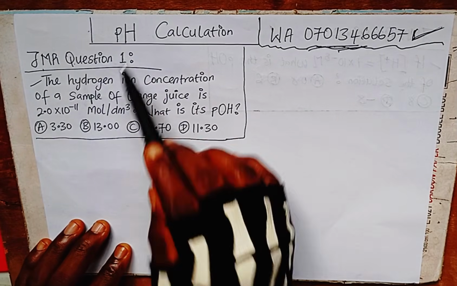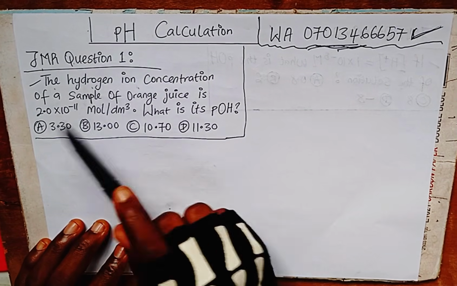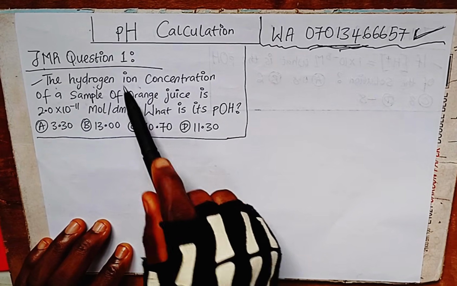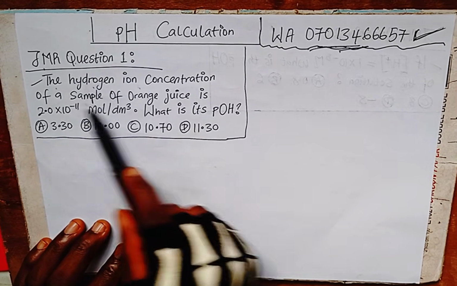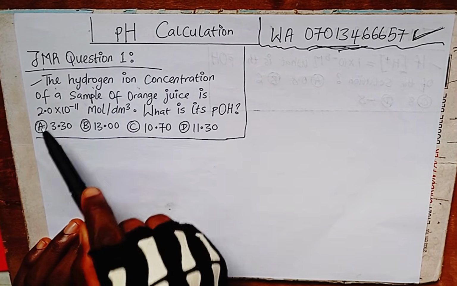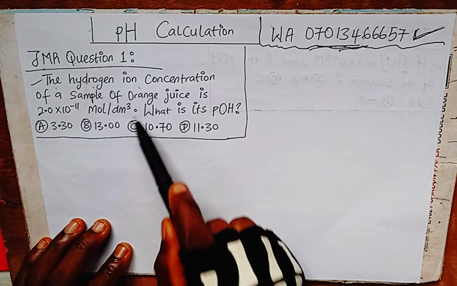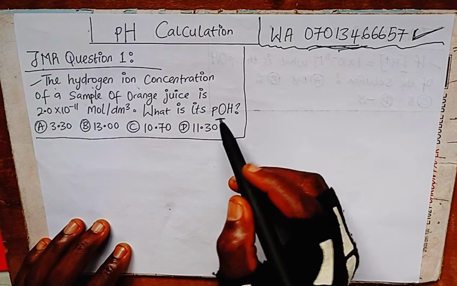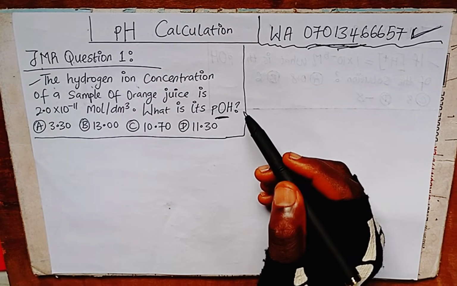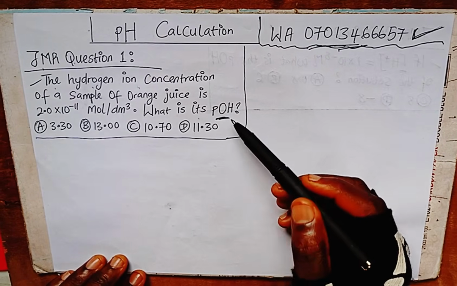JAMB must-repeat question 1 under pH calculation. The hydrogen ion concentration of a sample of orange juice, that's the acidic ion, is 2.0 times 10 to the power minus 11 mole per decimeter cube. What is its pOH? This one is for the alkaline side of the pH scale.